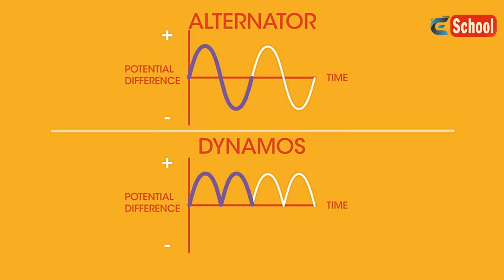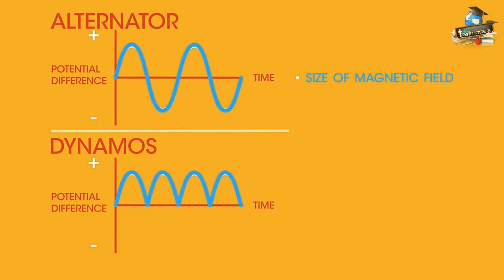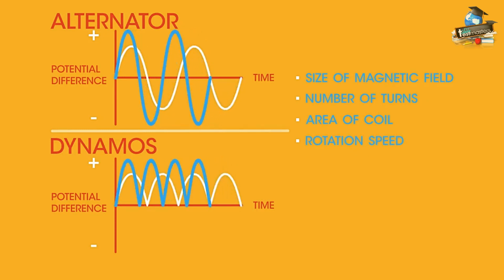Let's finish by quickly looking at how these graphs can change. If we increase the size of the magnetic field, then the size of the current increases. This also happens if we increase the number of turns on the coil, or the area of the coil, and if we increase the rotation speed of the coil, then we increase both the size and the frequency of the current.